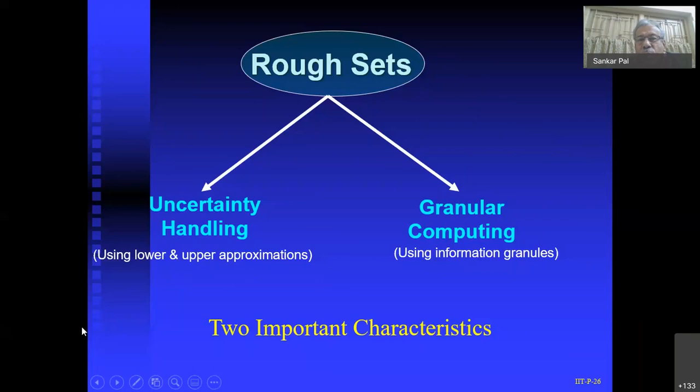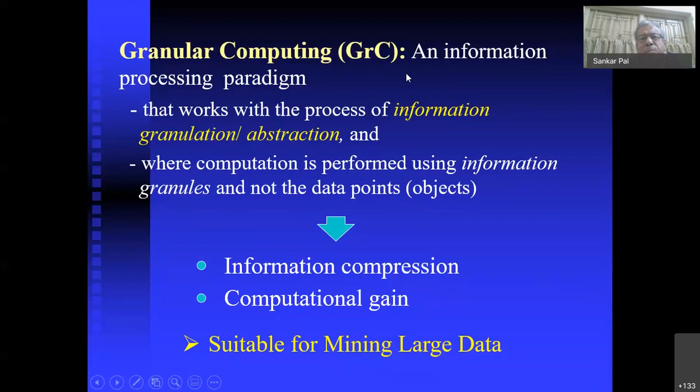So, what is granular computing and information granule? I will tell you. The granular computing concept was not there in my mind then, but I could see that if you use the concept of granule, then you can play with the compressed information. And that's what I'm explaining now, these two basic concepts for machine learning: granular computing and information granule. Granular computing is basically an information processing paradigm that works with the process of information granulation or abstraction. In the second phase, computation is performed using information granules, not the data points. That means you forget about all the data. You extract some information, an abstraction, and play with the abstraction. And since abstraction means compressed information, you gain in computation time.